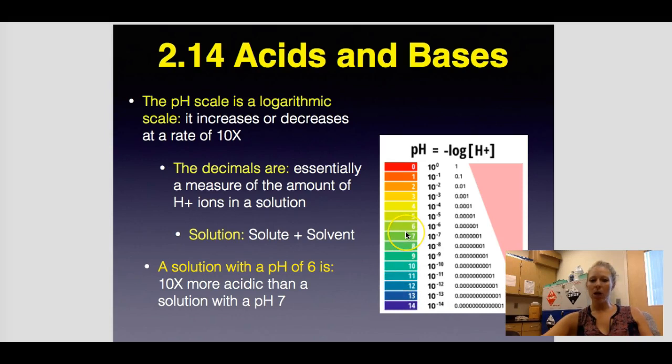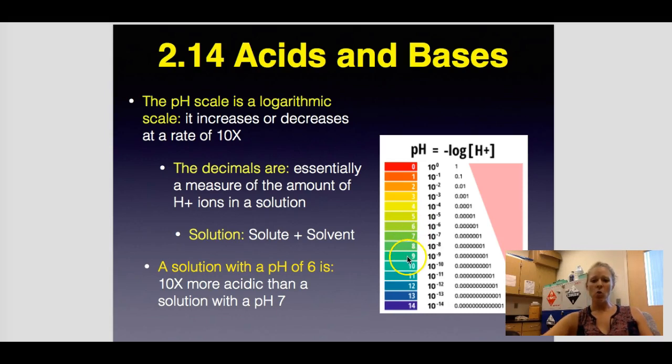Remember that this is a logarithmic scale. A solution that has a pH of 5 is going to be 10 times more acidic than something that has a pH of 6. Let's talk about something that has a pH of 4. A solution that has a pH of 4 is going to be 10 times 10, which is 100 times more acidic than something with a pH of 6.